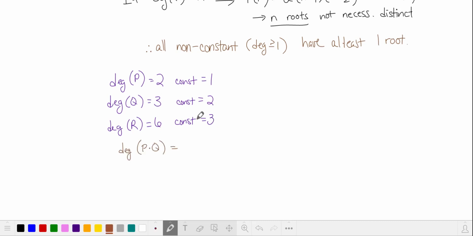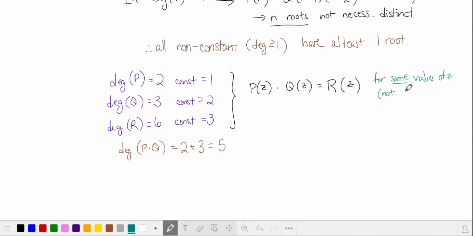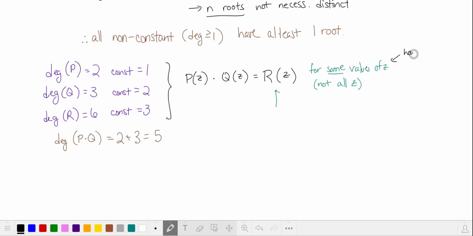When we multiply the polynomials p and q together, then we multiply the terms with the highest power of x, which are 3 and 2, and so that gives us a polynomial with degree 5. In the problem, we're given that the polynomial p of z times q of z is equal to r of z. And note that this is only true for some values of z, not all z, obviously because the degree of r is 6.